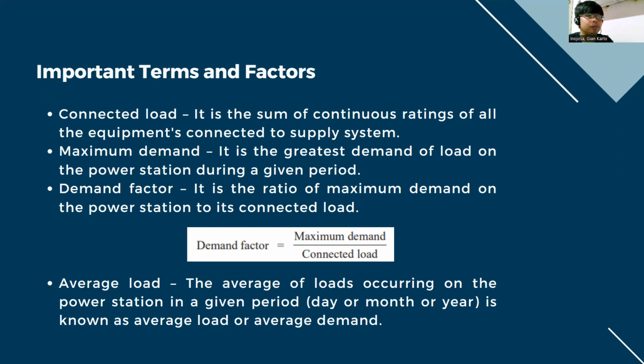So for our formula, unang formula natin for demand factor is demand factor is equals to maximum demand over connected load. So for average load, it is the average load occurring on the power station in a given period, day or month or year, is known as average load or the average demand.